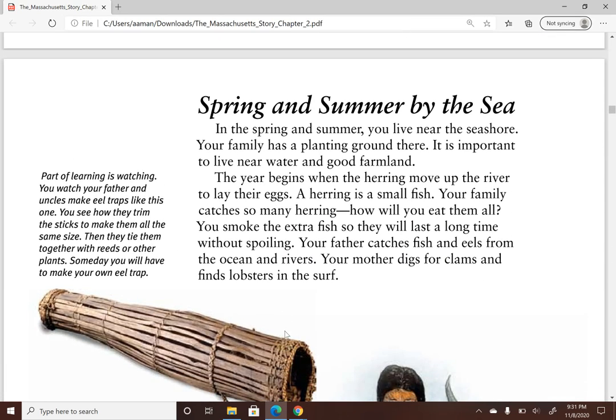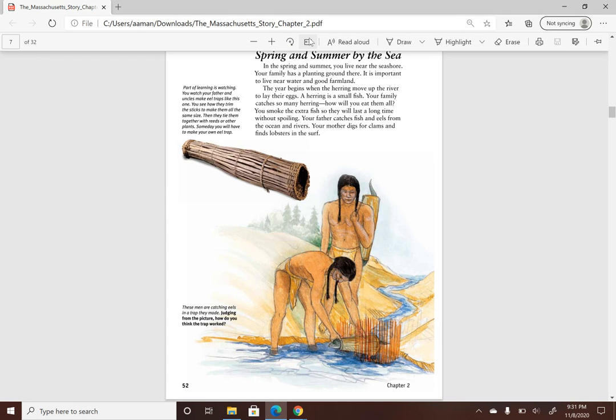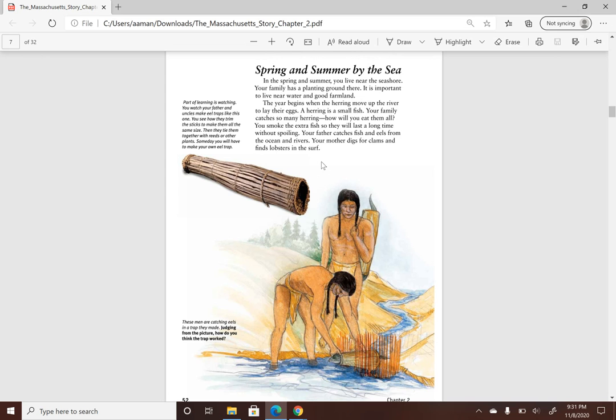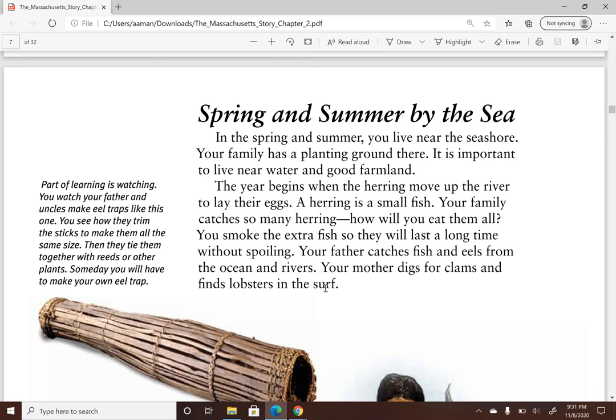Spring and summer by the sea. Now I will zoom out so you can see the whole page. In the spring and summer, you live near the seashore. Your family has a planting ground there. It is important to live near water and good farmland. The year begins when the herring move up the river to lay their eggs. A herring is a small fish.